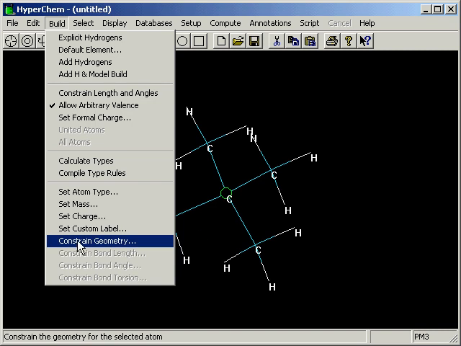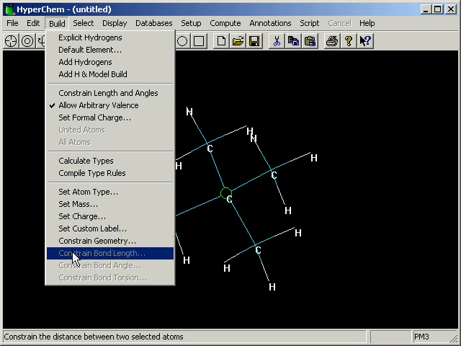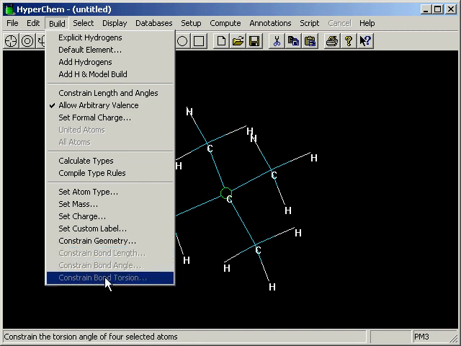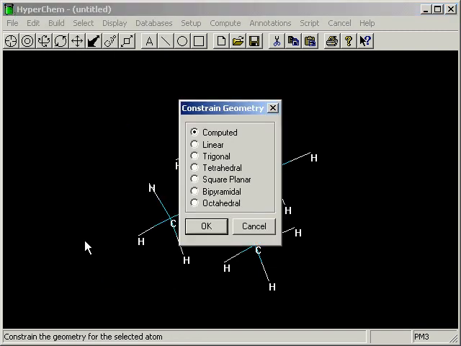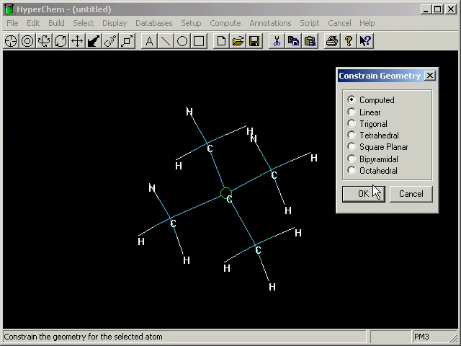depending upon what we select. When we select a single atom, we can only constrain the geometry. If we selected two atoms, we could constrain that bond length if they were bonded, or a bond angle or bond torsion. To constrain the geometry about an atom, the atom geometry is either the same as it currently is, the computed value. It's linear, trigonal, tetrahedral, etc.